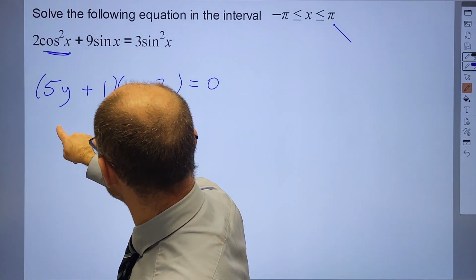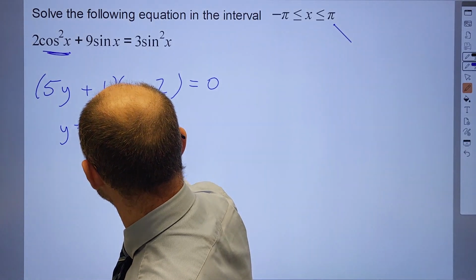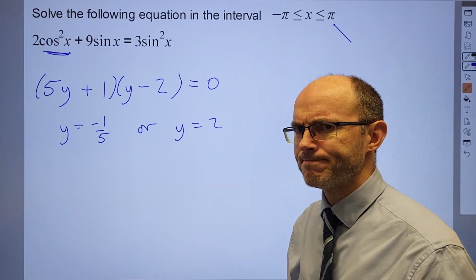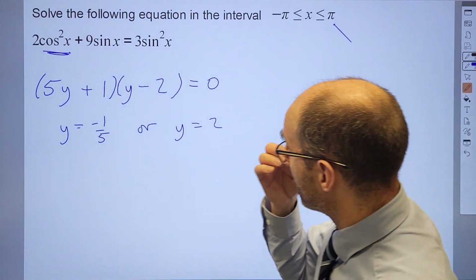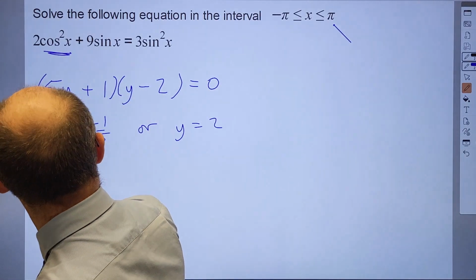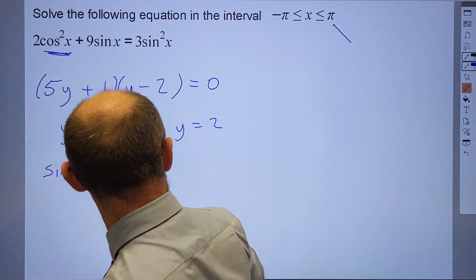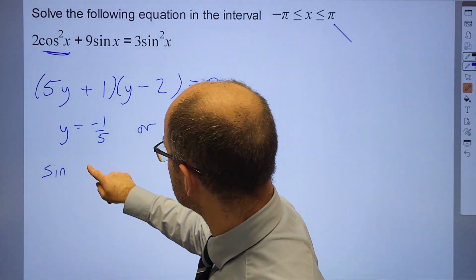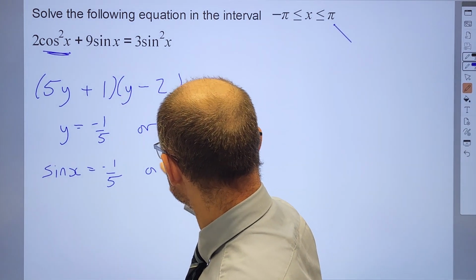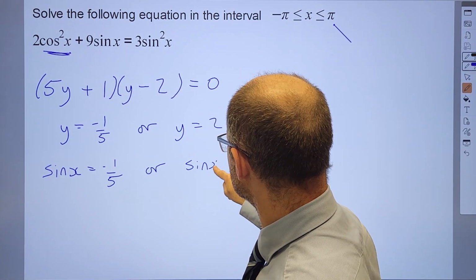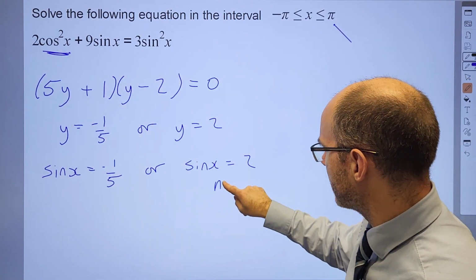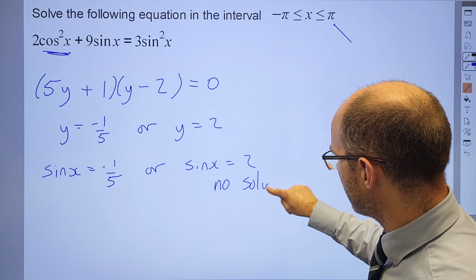So from this bracket you've got y equals negative 1/5. And from this bracket you've got y equals 2. Or, why am I saying r? Well, we have sine x. Yeah, sine x is equal to negative 1/5, or you've got sine x is equal to 2. That's got no solution, is it? Because you can't do the inverse sine of 2.